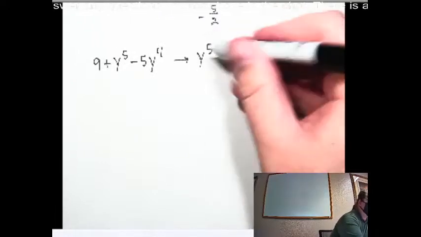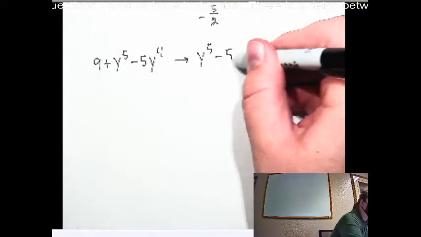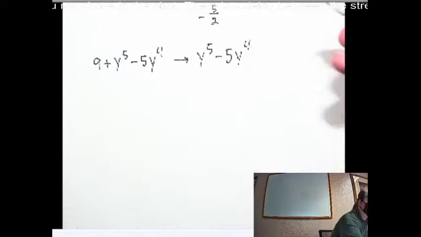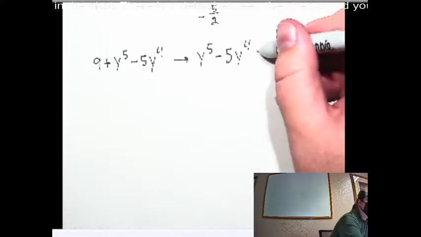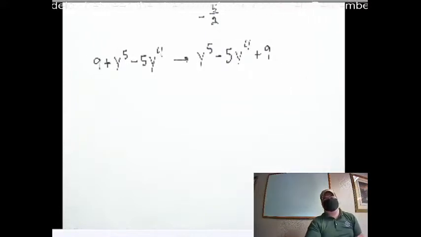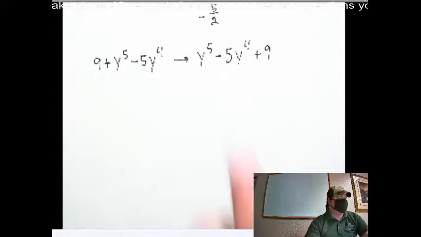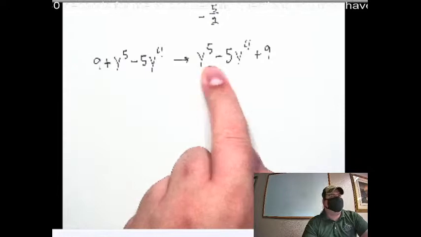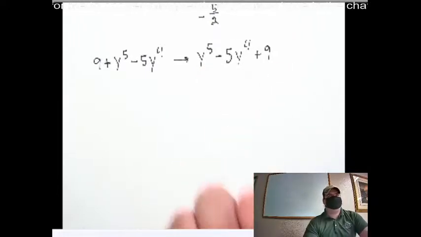The next smallest is 5y to the 4th. And then the next one would be 9, which is technically y to the 0 power. And so there's the first part of that one, to express it in descending order. Again, that means greatest power to least greatest power.